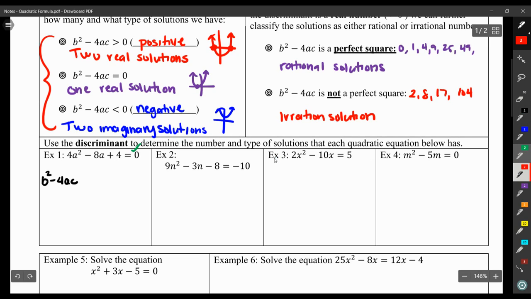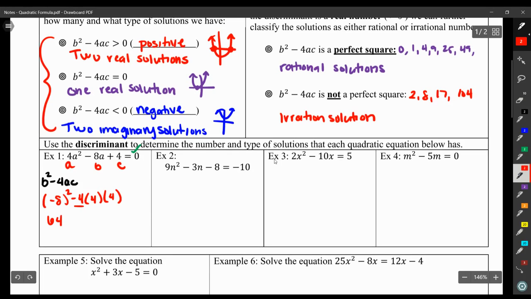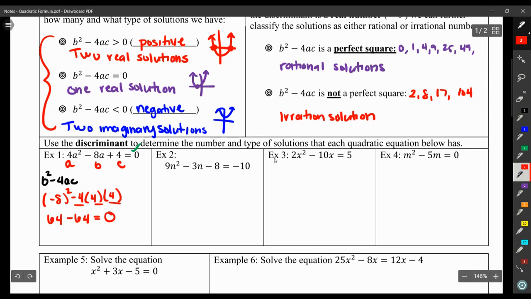We're not actually finding the exact solutions, we're just figuring out how many and what kind of solutions they are. So a is 4, b is negative 8, and c is positive 4. We're going to take b and square it, so negative 8 squared, minus 4 times a, which is 4, times c, which is 4. And we're going to see what this equals. Negative 8 squared is 64. Negative 4 times 4 times 4 is also negative 64. And if I take 64 minus itself, I get a 0. So since the discriminant came out as 0, that means I will have one real solution. That's it. Okay, now let's look at number 2.